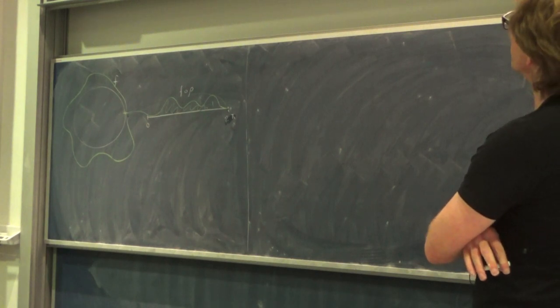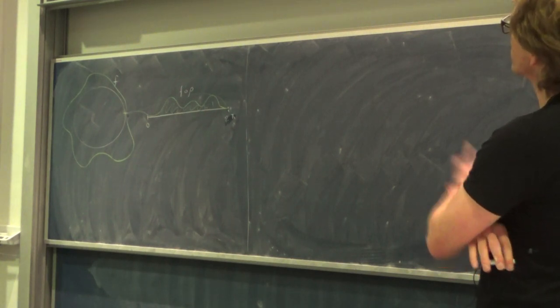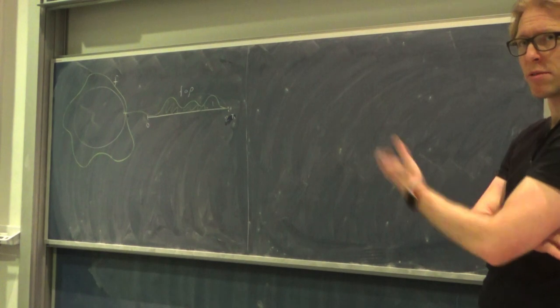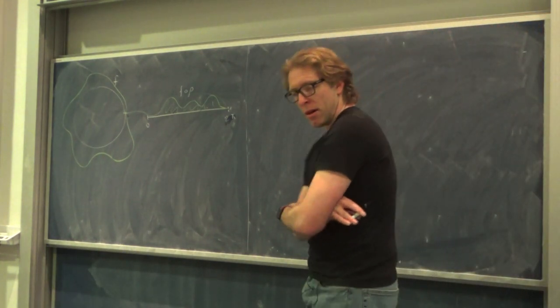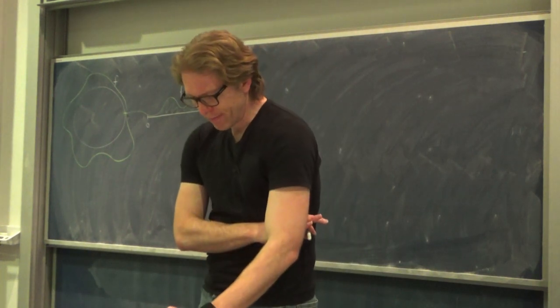Okay, well, as you can see, there's more than one way of doing that, right? Because I didn't have to choose 2 pi. That's all right. There's more than one measure on a space. That's the same problem. But 2 pi is a natural one.